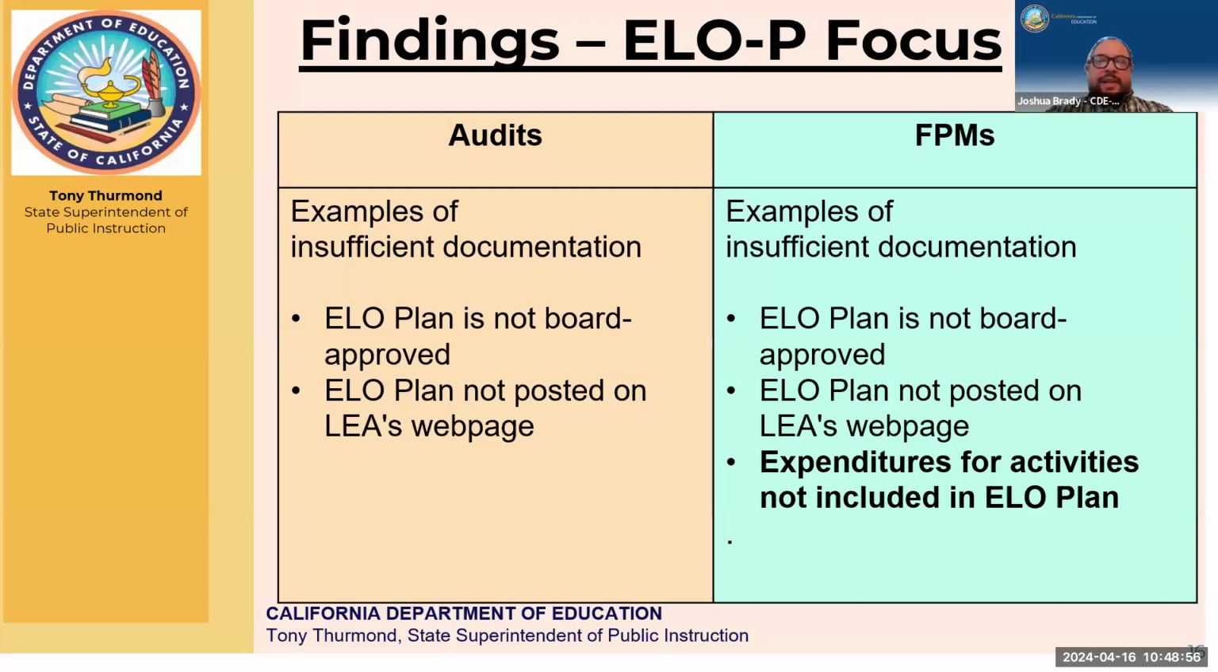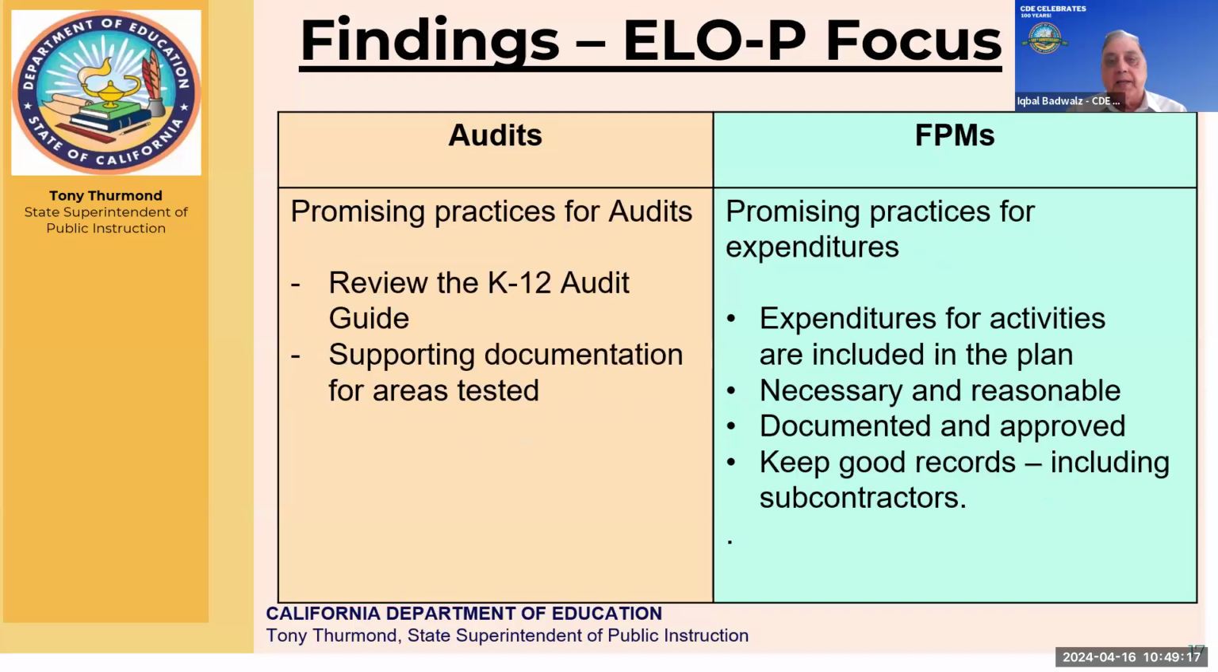Right. Josh? And then again, similar to audits, the ELO plan is not board approved. It's not posted on the website. And again, I want to highlight this in bold: expenditures for activities not included in the ELO-P board approved plan. So that's something that you really want to take a look at. So the last slide still kind of indicates that expenditures are being reviewed only on the FPMs, and on the audit side, only the program items are being reviewed and not the fiscal items. I wanted to highlight that once again.